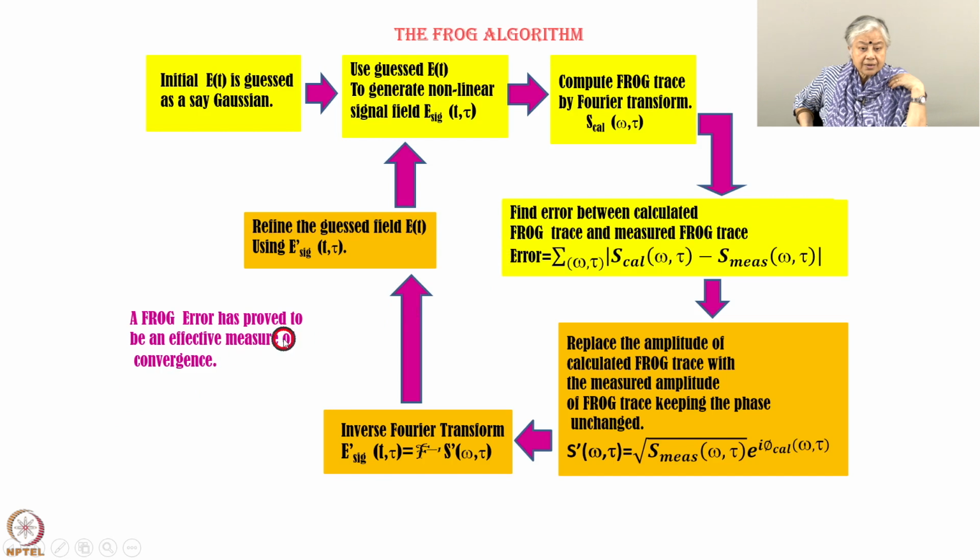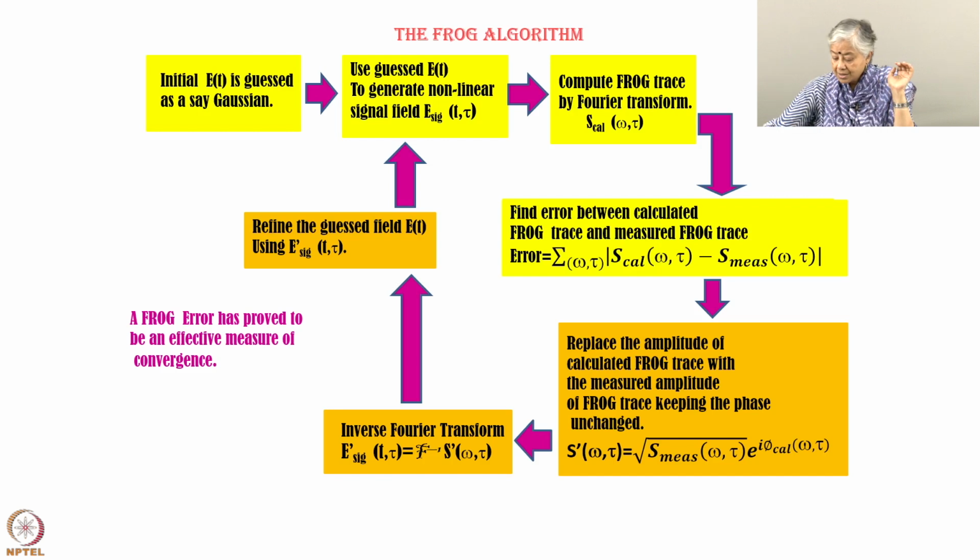A frog error has proved to be an effective measure of convergence. So, the whole idea of this error is to see when this loop or your E(t) converges to some final value. That is exactly what you want. You want that unique solution E(t). So, 4 or 5 times you keep on going through this loop until your error is very low. Once your error is very low, you know it has converged to a certain value of E(t), and that is the measure of your pulse.